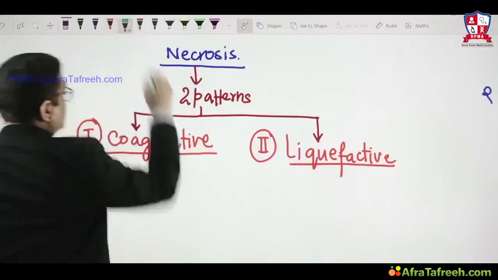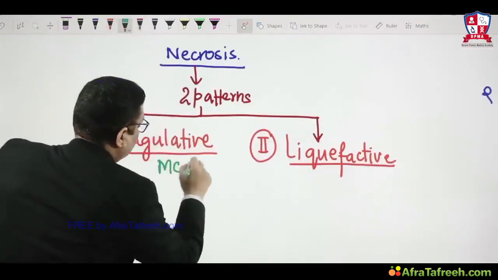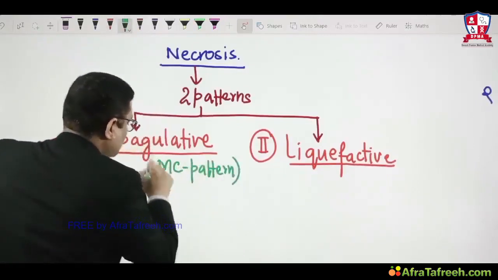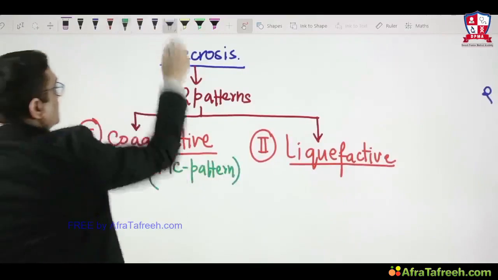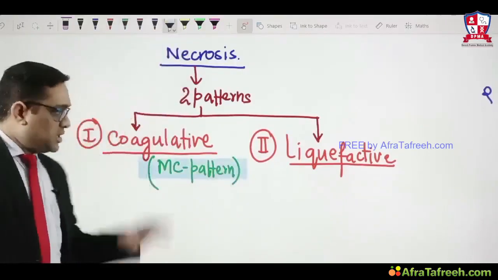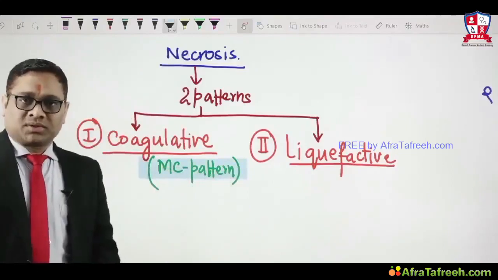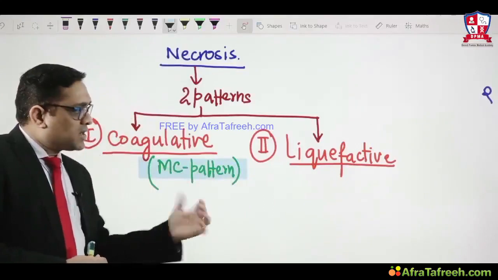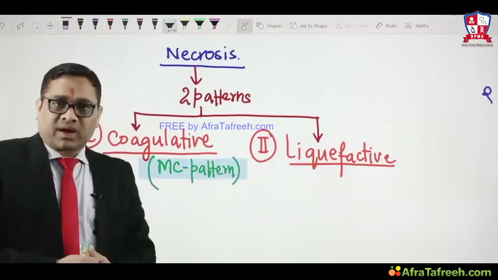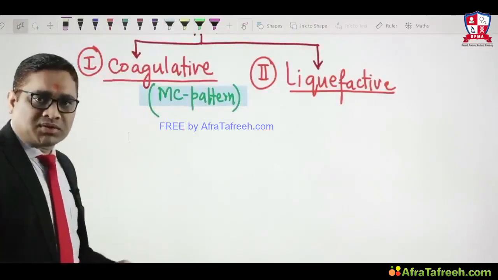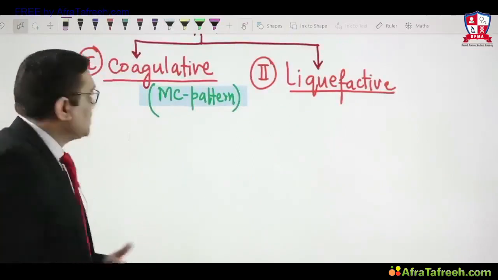Coagulative necrosis is the most common pattern of necrosis. These are basic questions which examiners ask in exams, so keep in mind, the most common pattern of necrosis is the coagulative pattern. Now we will see the concept, why they are coagulative and why they are liquefactive.